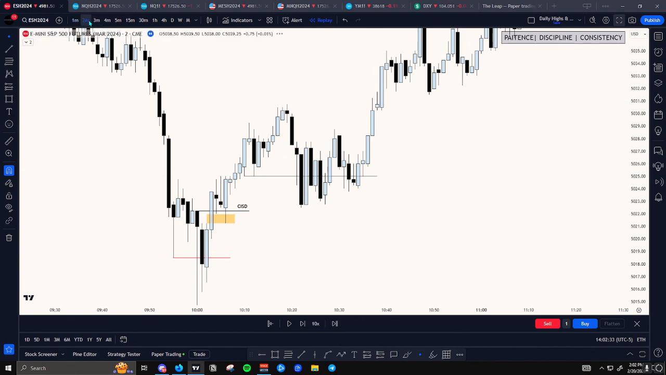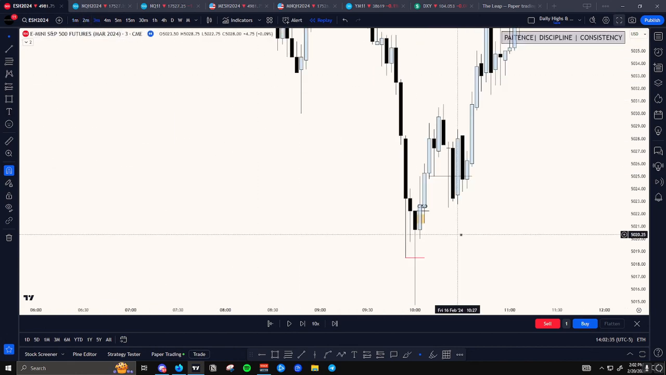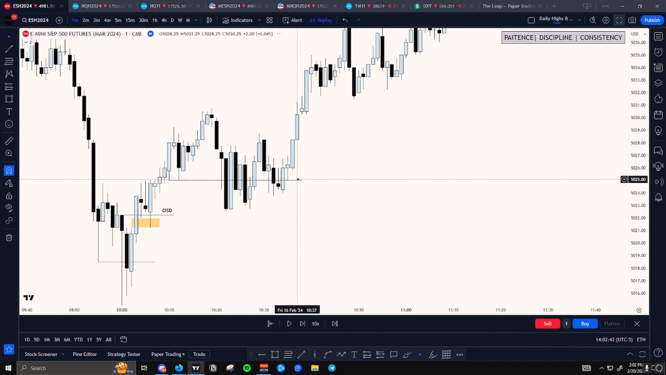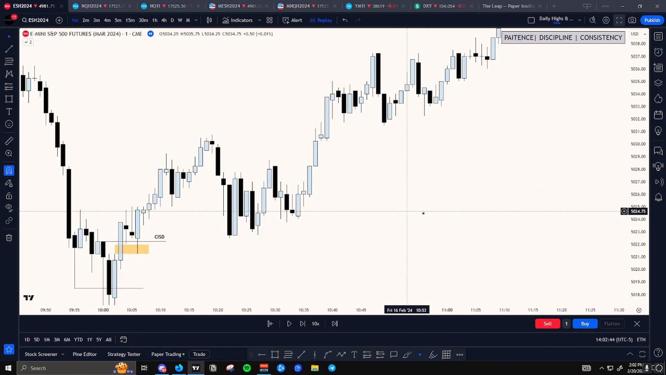We swept that, and if you go to a higher time frame, you can see that we're kind of just bouncing off this order block, and that's exactly what happened. So that is our context.